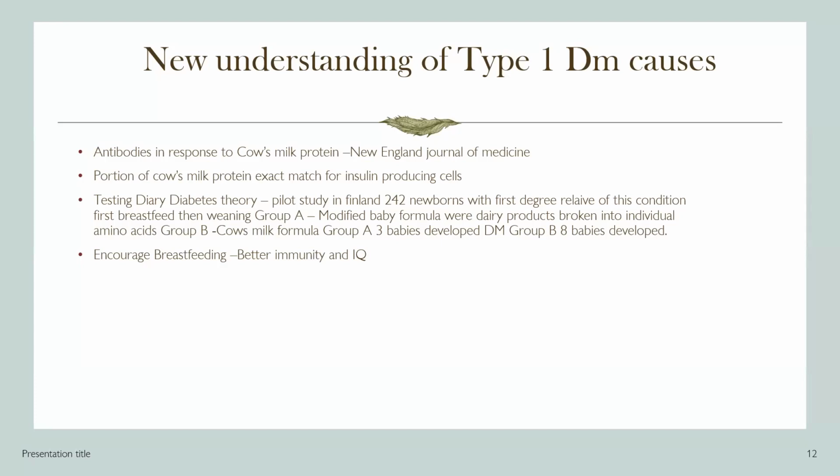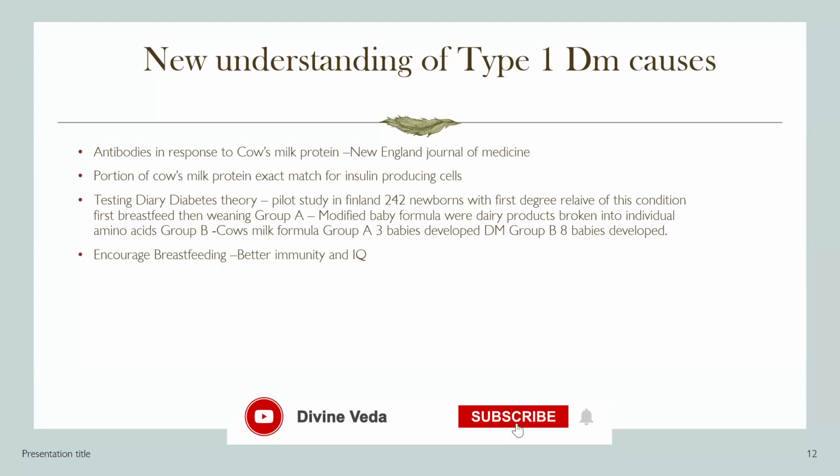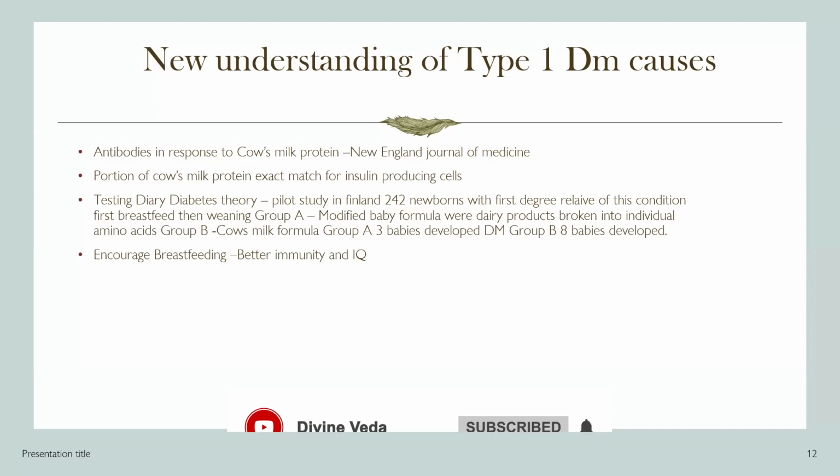One more thing they have found out is about a portion of the cow's milk protein. If you check genetically how a cow's milk protein looks, a similar appearance and similar chemical structure was found in insulin producing cells. So when antibodies are being developed in the body against cow's milk, antibodies were automatically developing against the insulin producing cells. So when antibodies are developing, they are leading to destruction of the insulin producing cells. So autoimmune destruction is being triggered by the body itself.